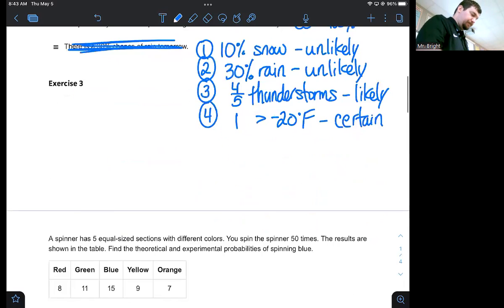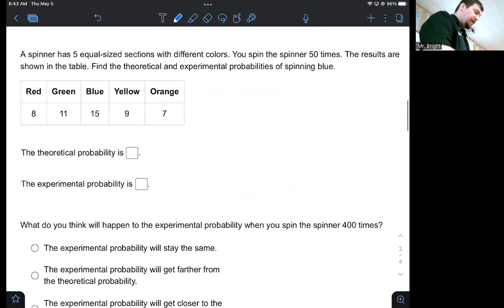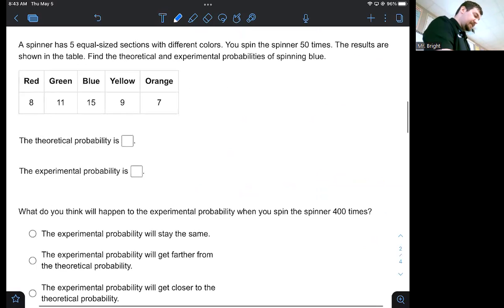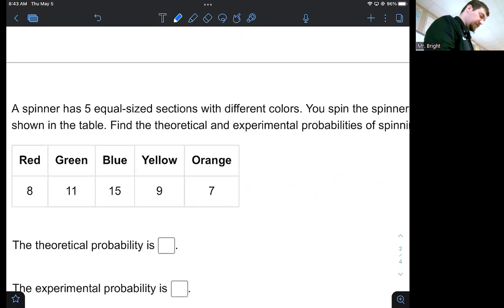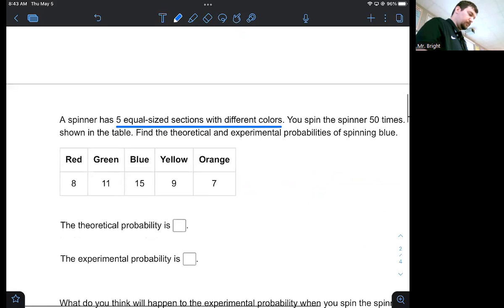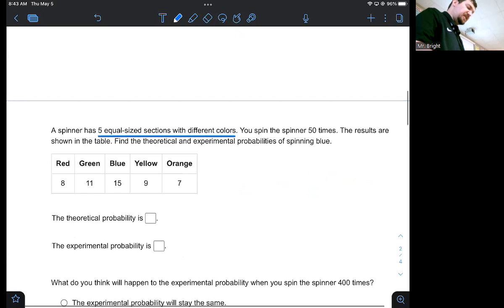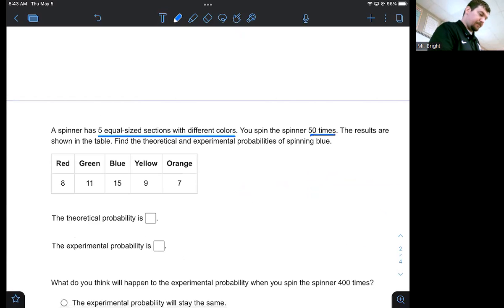Number 3. A spinner has 5 equal-sized sections of different colors. Hunter, what are those colors? Red, green, blue, yellow, and orange is exactly right. You spin the spinner 50 times. The results are shown in the table. Find the theoretical and experimental probability of spinning blue.